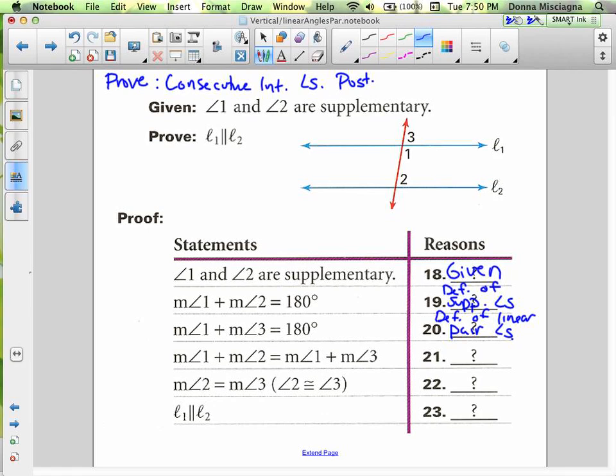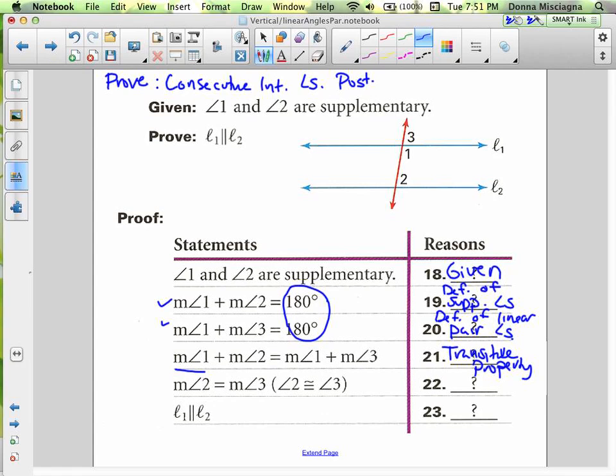The measure of angle 1 plus the measure of angle 2 equals the measure of angle 1 plus the measure of angle 3. Notice these two statements both add to 180. If they add to the same thing, they have to be equal to one another. That's the transitive property. Now we've gone from the measure of angle 1 plus the measure of angle 2 equals the measure of angle 1 plus the measure of angle 3.